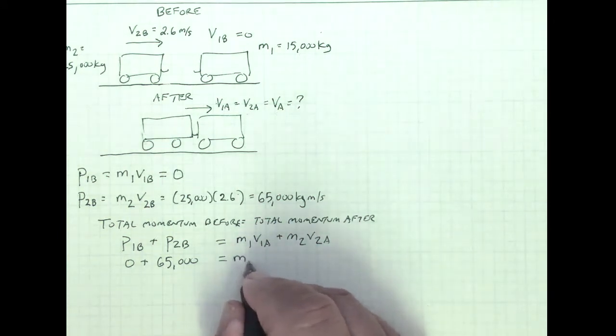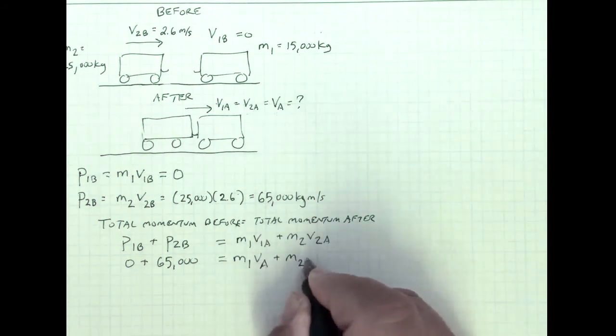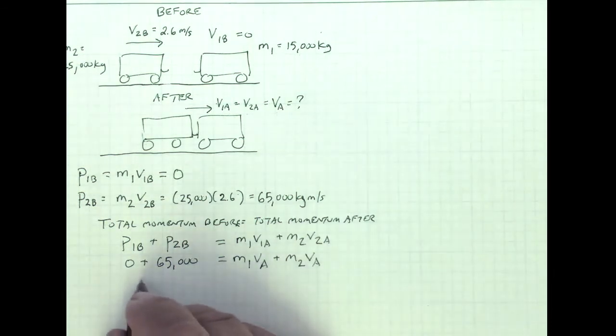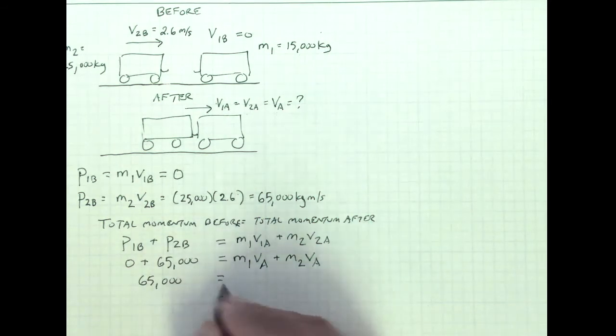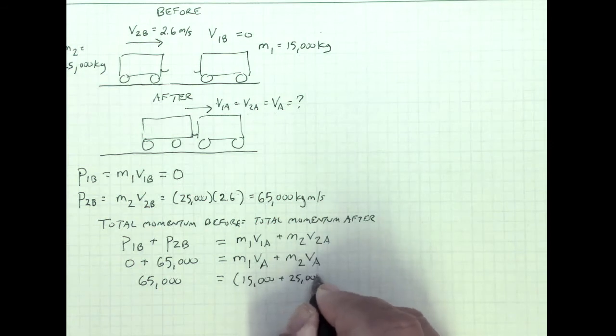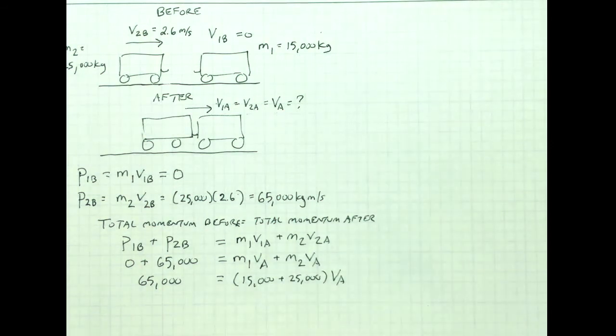Well, we realize that they have a common velocity after, so we can dispense with one of our subscripts. Factoring out VA, we get that 65,000 equals M1, 15,000, plus M2, 25,000, multiplied by the common velocity.